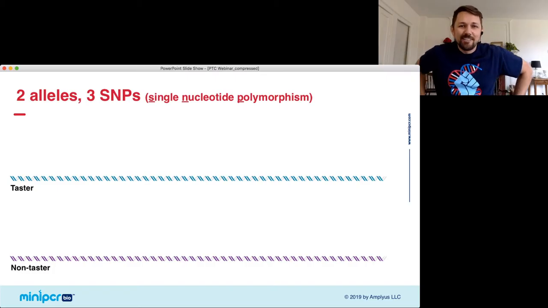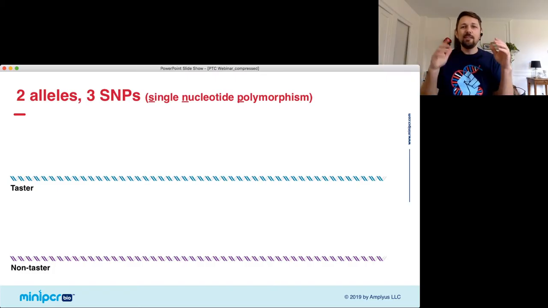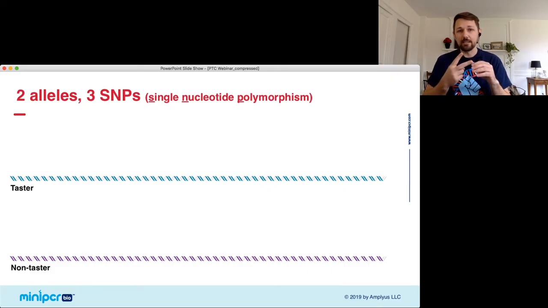Why do we want our DNA? Well, we know the genotypes for this TAS2R38 gene. We know the different alleles. And for this gene, there are two main alleles. Just to be really clear, there's more than two alleles, but the vast majority of people fall under these two main alleles. And these alleles are differentiated by 3 SNPs.